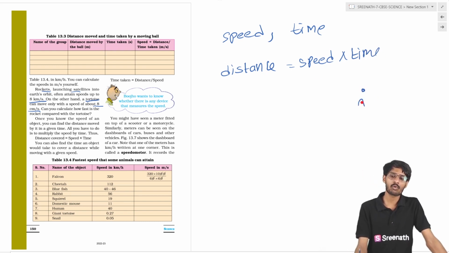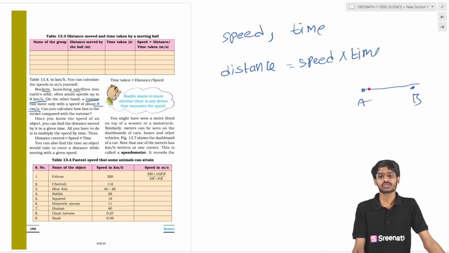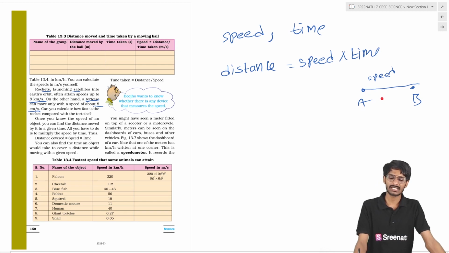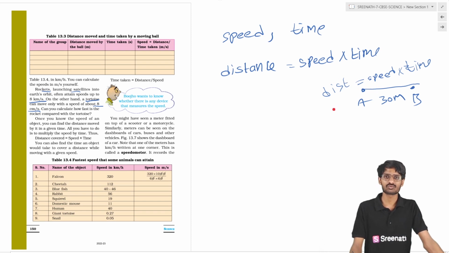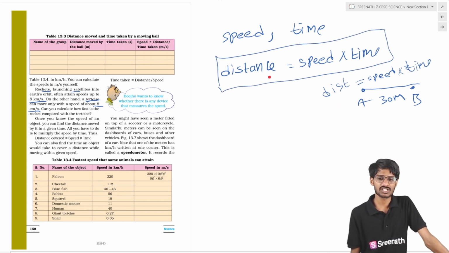Suppose you have moved from point A to point B, or from school to house, or from any place to any place. You know you have moved on a bike, you know the speed of the bike, and you know it takes around 30 minutes from this point to that point. By multiplying speed with the time, you will get the distance between these two points, friends. So this is one more important thing: we can easily find the distance. Distance equals speed into time, students.